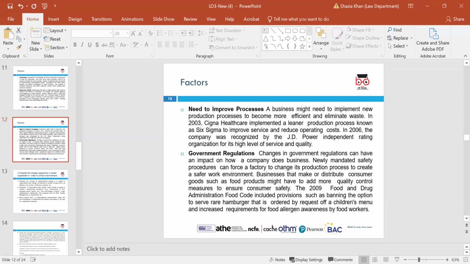And then government regulations. It may be that the government wants you to change laws or regulations that impact how a company is run. So it could be governmental changes. Businesses that distribute food, for example, must follow the regulations and the law. So there are different changes that can be put in place, and sometimes there are changes that are unplanned.